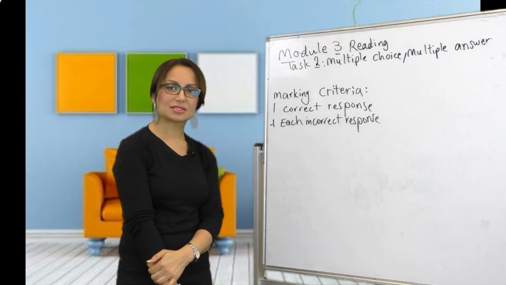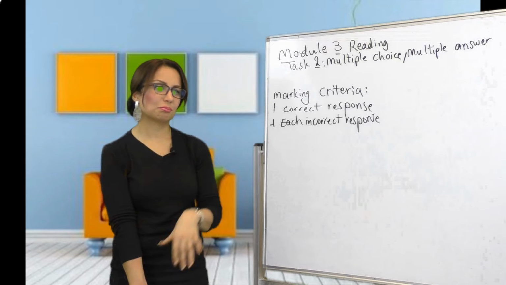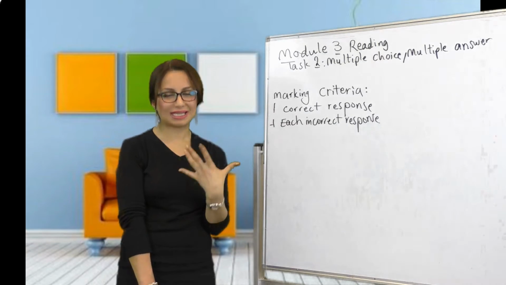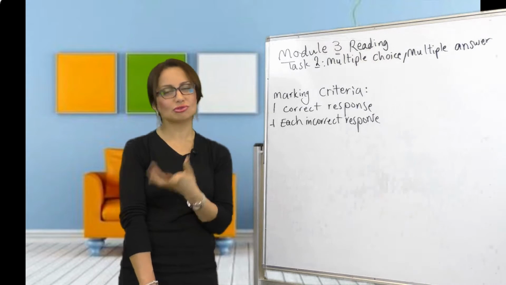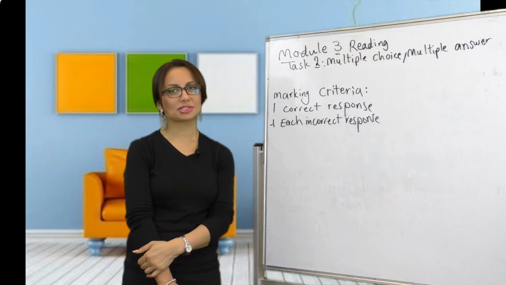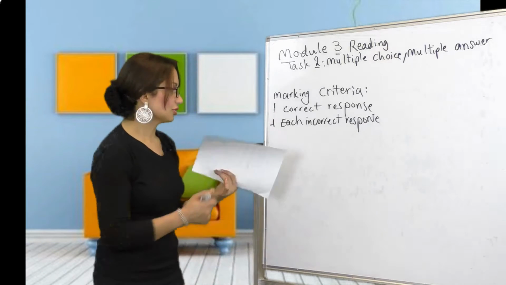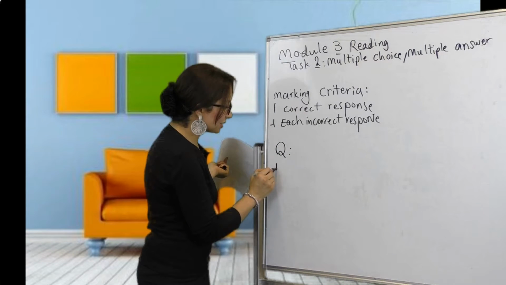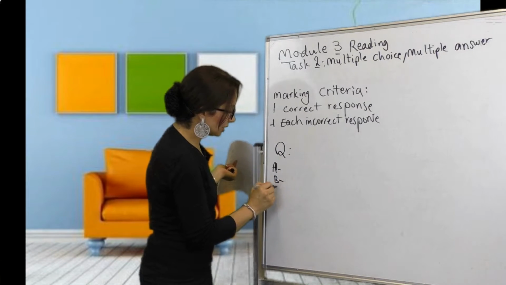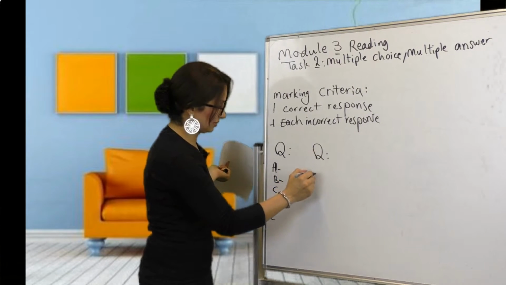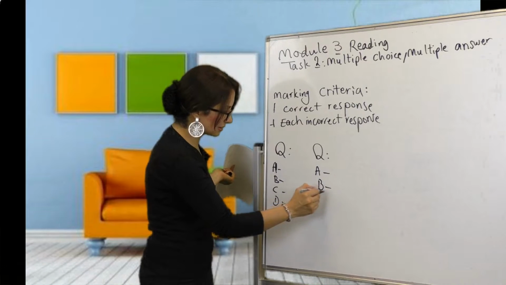In this test, you will be given a text between 200 to 250 words. It could be one paragraph, 2 paragraphs, or maybe 3 paragraphs. And then you will be given a question with some options. Sometimes there are 5 options like A, B, C, D, E, and sometimes there are 7. It really depends on the test.